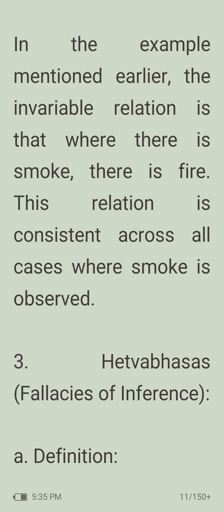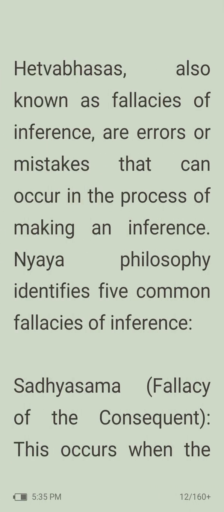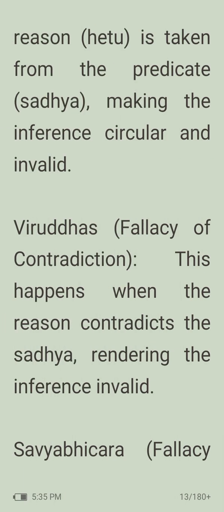Then, fallacies of inference. Fallacies of inference are errors or mistakes that can occur in the process of making an inference. Nyaya philosophy identifies 5 common fallacies of inference. Fallacy of the consequent: this occurs when the reason is taken from the predicate, making the inference circular and invalid. Then, Viruddha, fallacy of contradiction. This happens when the reason contradicts the Sadhya, rendering the inference invalid.